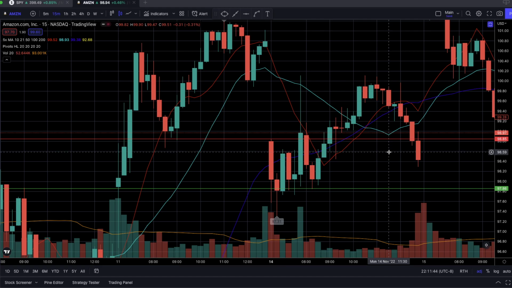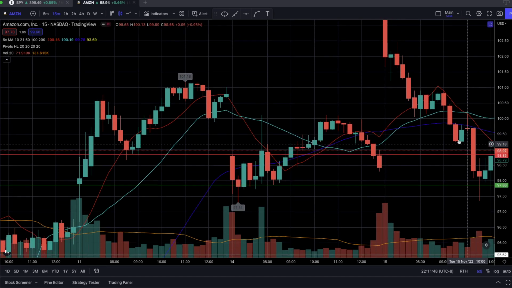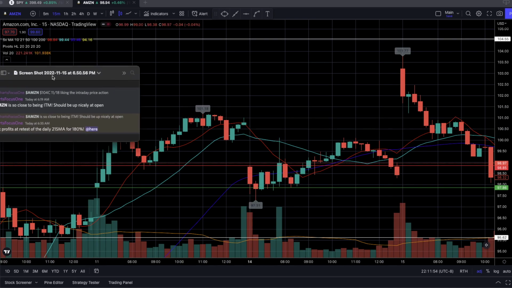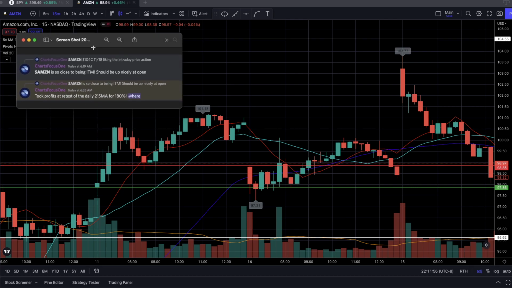Okay, so now excuse my tangent here, but let me go ahead and take a look at our exit that we got this very morning. So here's a screenshot. On 6:19 a.m., right before the market was open, I said Amazon is so close to being in the money. And I said it should be up nicely at open. And guess what? We had a nice pump right before market open.